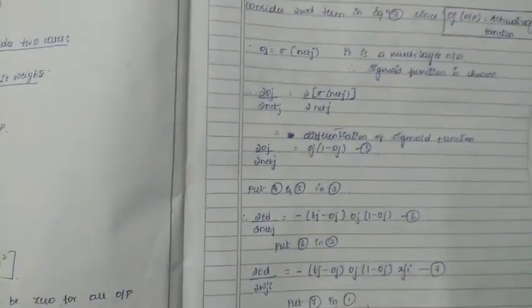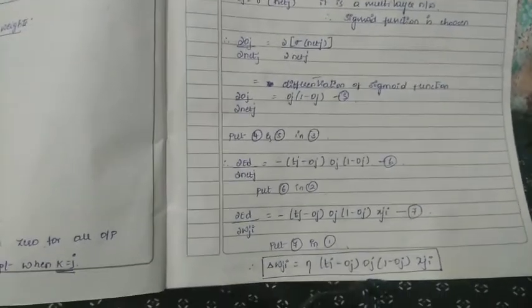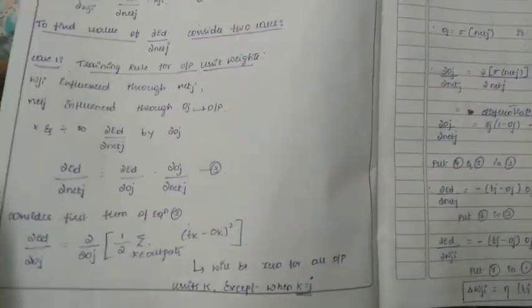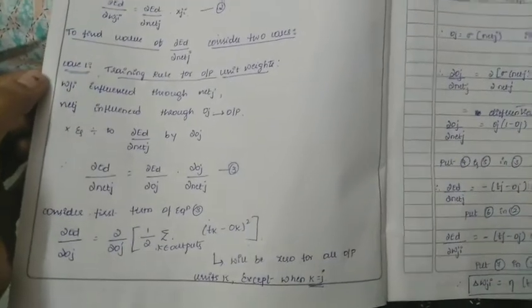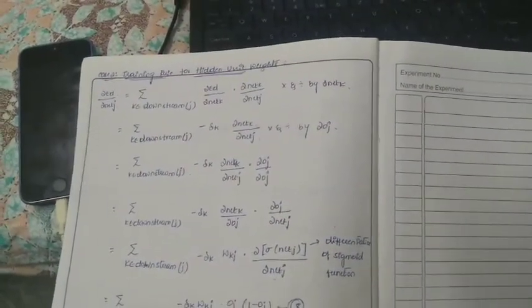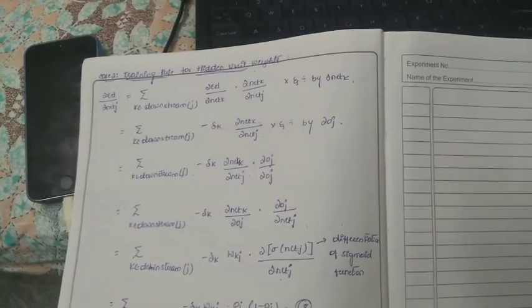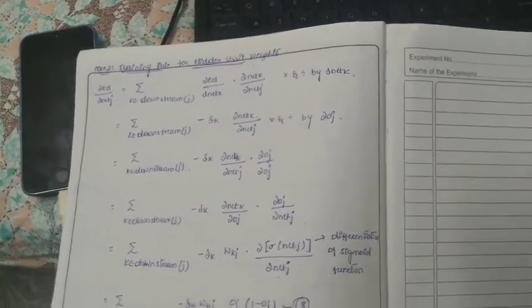So here we have performed two cases. The first case is solved. In the first case, I have assumed the J layer, that is a hidden unit, itself as an output unit. Next, in case 2, I'll explain when a J unit is considered as a hidden unit. That is the training rule for hidden unit weights.